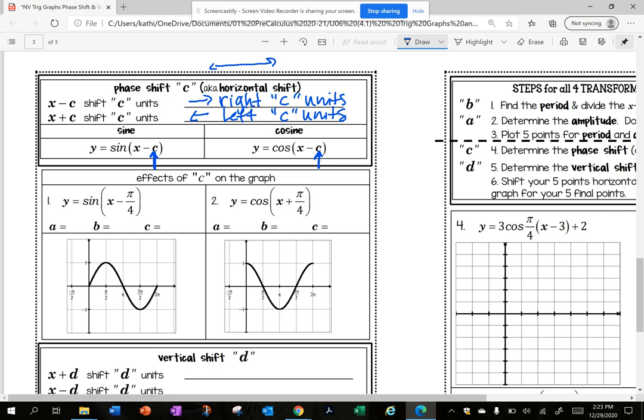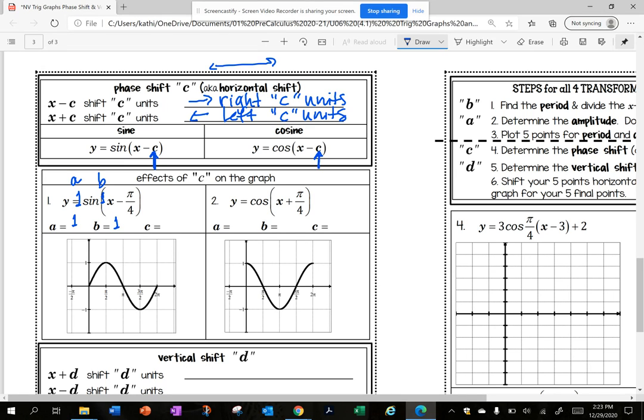So let's review that. Since I have nothing written to the left of the trig word, that is assumed to be 1, so my amplitude is 1. There's nothing written to the left of the variable, so the number of cycles in 2 pi is 1.